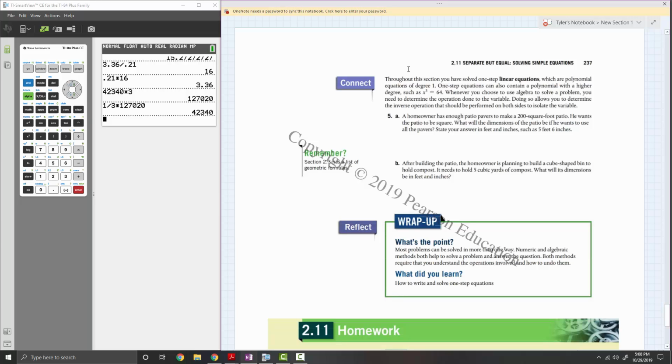So it says throughout this section we've solved one-step linear equations, right? So the 1-degree polynomials, right? So one step is just meaning we've only had to do one step in order to find a solution. And then we're told which are polynomial equations of a degree 1, right? So one-step equations can also contain a polynomial with a higher degree, such as x cubed equals 64. So it says whenever you choose to use algebra to solve a problem, you need to determine the operation done to the variable. Doing so allows you to determine the inverse operation that should be performed on both sides to isolate the variable. Right?